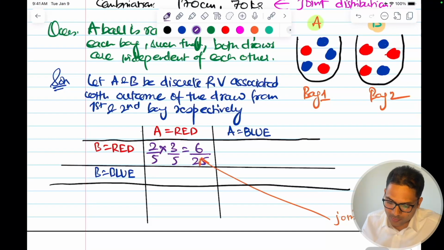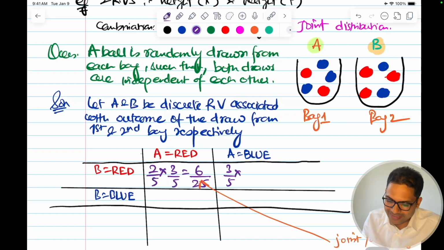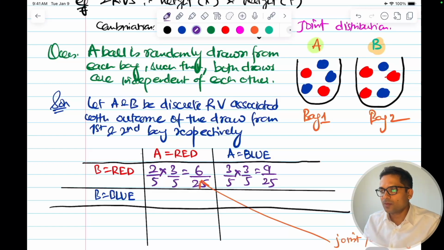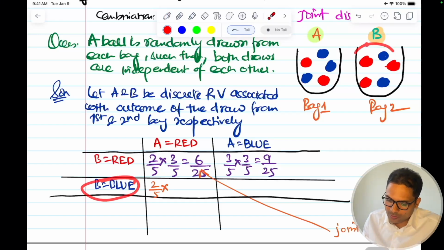Now quickly, what is the distribution here? Getting a blue in the first draw is 3 by 5, and getting a red in the second draw is 3 by 5. This is equal to 9 by 25. Then getting a red in the first draw is 2 by 5, into getting a blue in the second draw is 2 by 5.